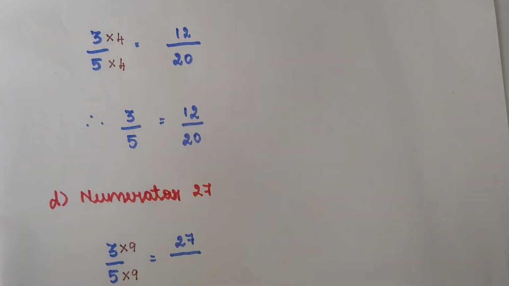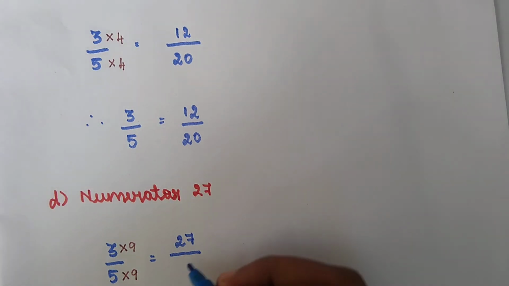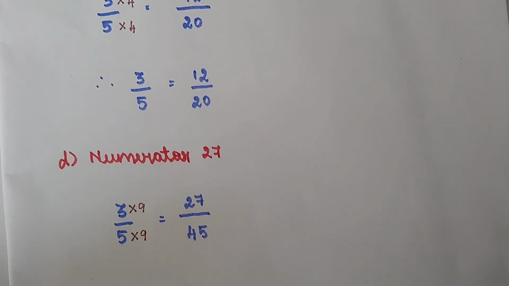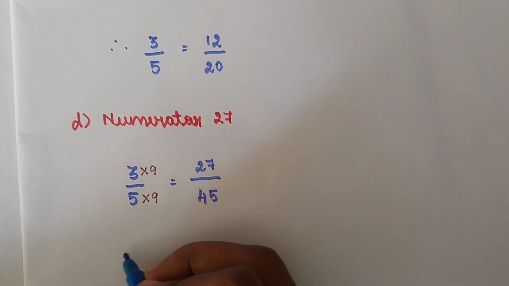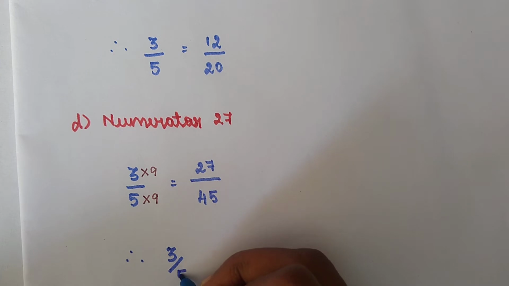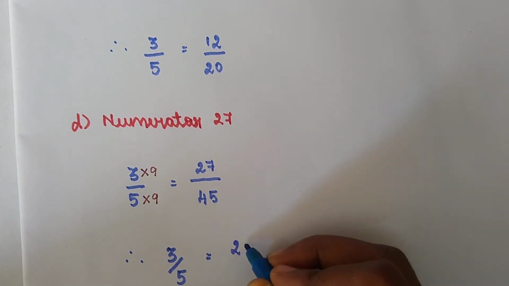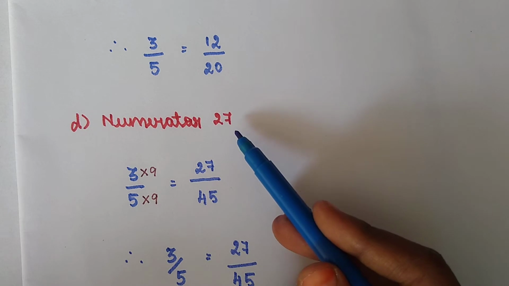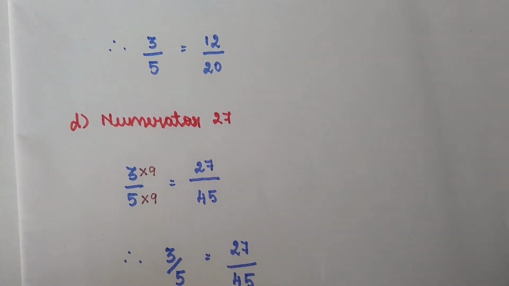So 9 5s are what? 9 5s are 45. So the denominator is 45. Therefore 3 by 5 equals 27 by 45, when the numerator is 27. This is the answer.